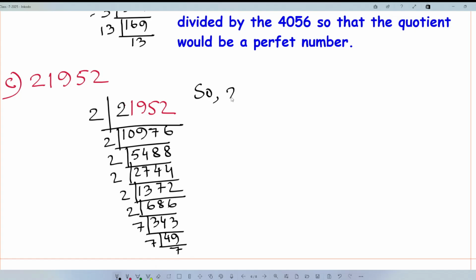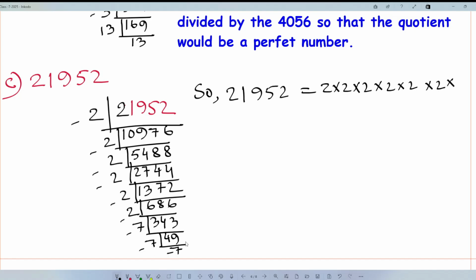So 21952 we can write as 2 six times, and 7 times 7 times 7. So first we make pairs, 1, 2, 3. 2 is complete, but 7 is single. Therefore the answer is 7. Once we divide this number by 7, the number will become a perfect square.